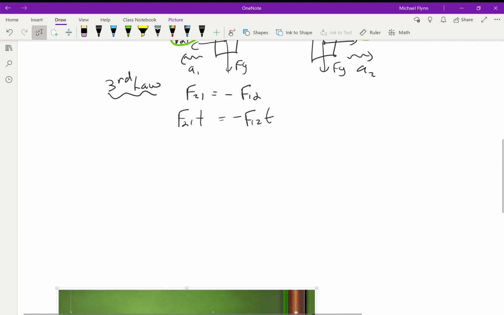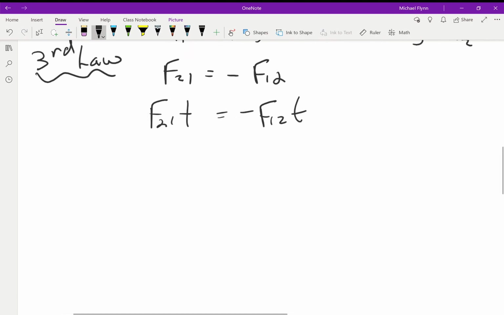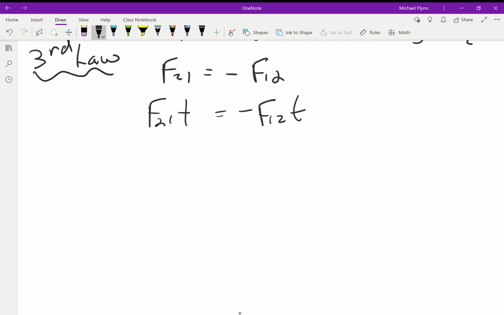So what I did was I just multiplied both sides by time. I'm allowed to do that. I haven't broken any mathematical rules. The time in contact must be the same on both sides. Now we know this is impulse. So the impulse on each side is equal and opposite, right? Now, I'm going to insert the other definition of impulse, which is the change in momentum.